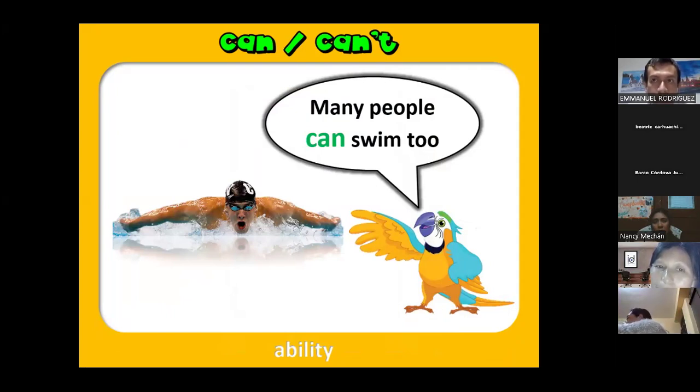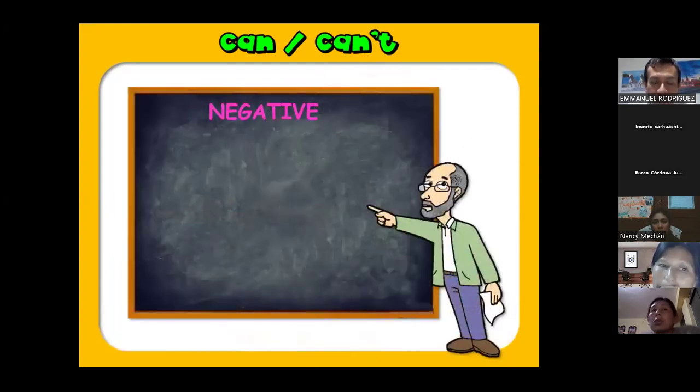And now, you have seen the first form, the affirmative form using can. The second form is the negative. What is the negative? According to this example, in the negative form you are going to use the word not. This word not goes after the modal verb can.